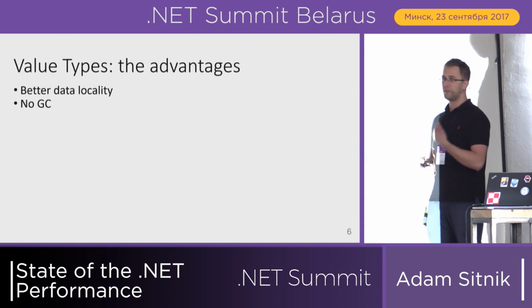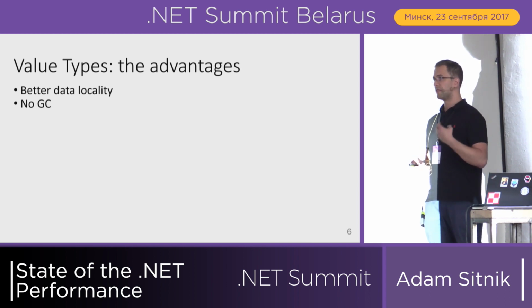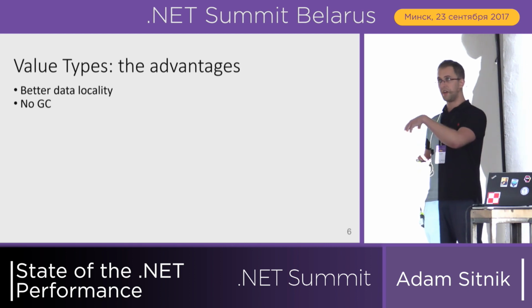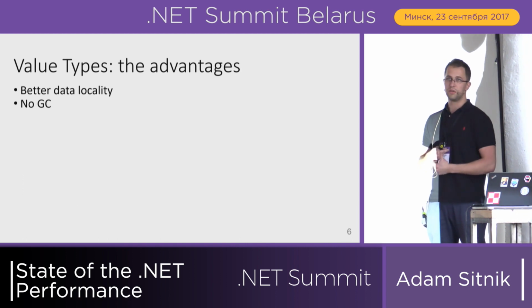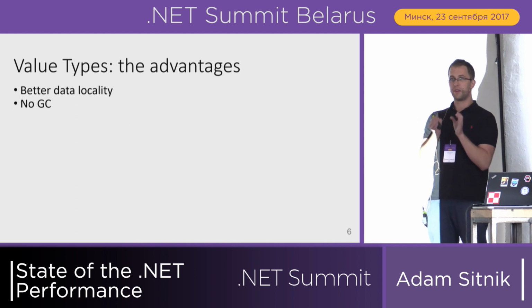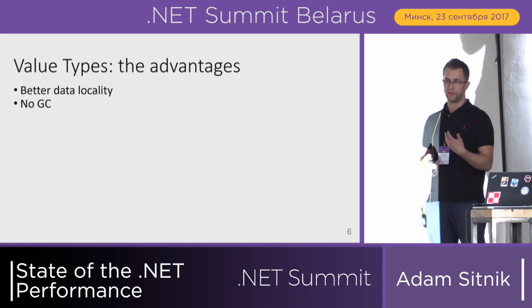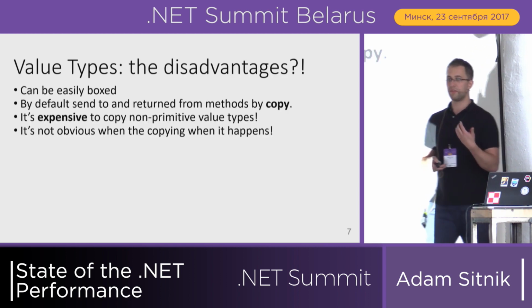If you have been to Dina's talk, you should know that value types have better performance characteristics. And when I speak about value types from the C# perspective, I mean structs. They have better data locality because they don't have any extra fields, so they are very close to each other in memory, and also they don't add any pressure for the garbage collector because they are just values. The garbage collector is not managing them, it doesn't see them as references. But they have some disadvantages.